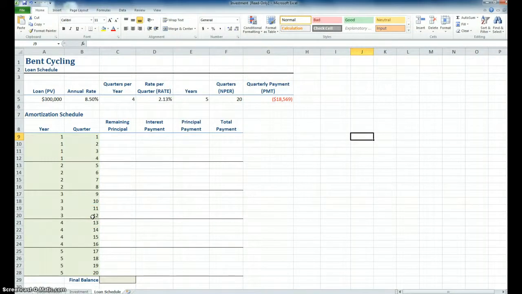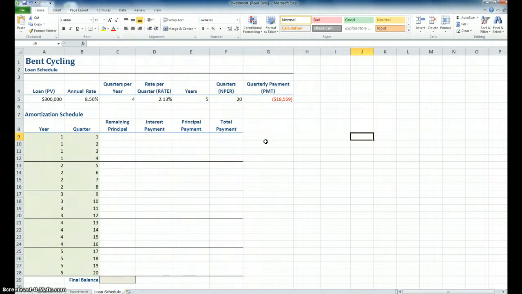So we figured out that if we take out a $300,000 loan for this expansion, and our annual interest rate is 8.5%, and we're paying back 4 times a year, we're going to pay $1,800,569 every quarter for 5 years, 20 payments in all.